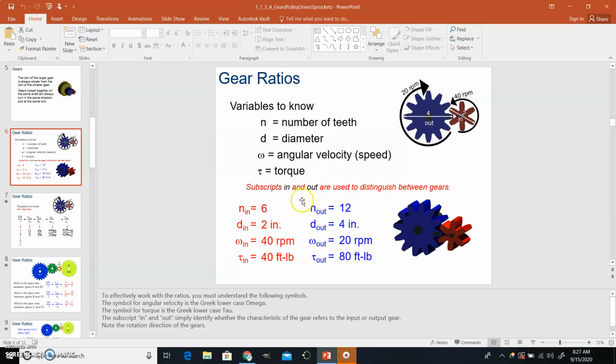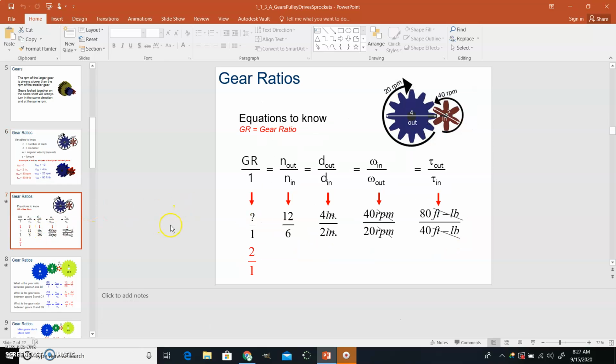1, 2, 3, 4, 5, 6. Obviously, it's the same as what it says here. So it's just giving you some information and some variables that you would need to know to calculate these problems.